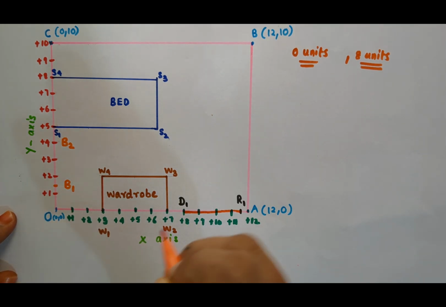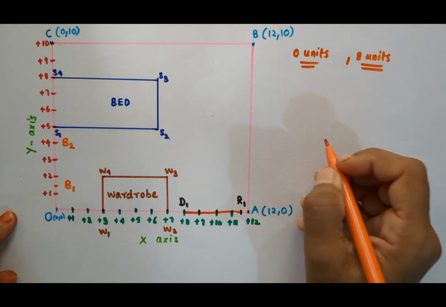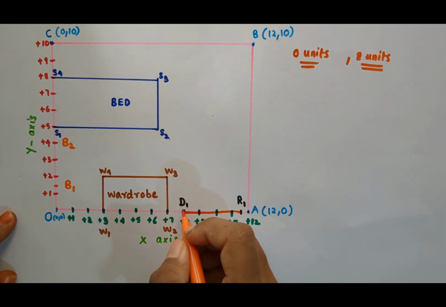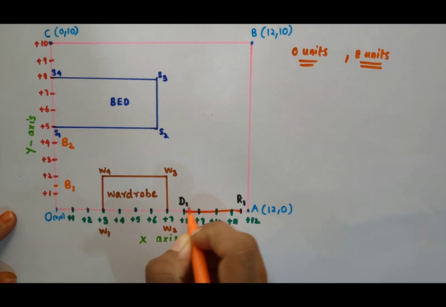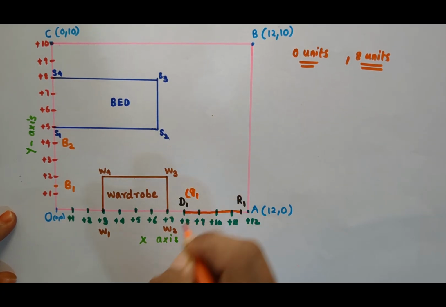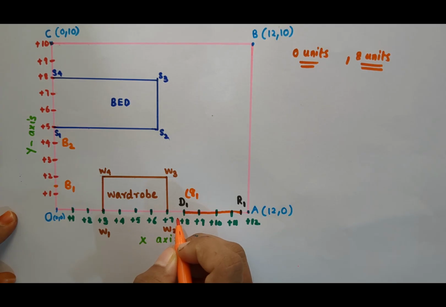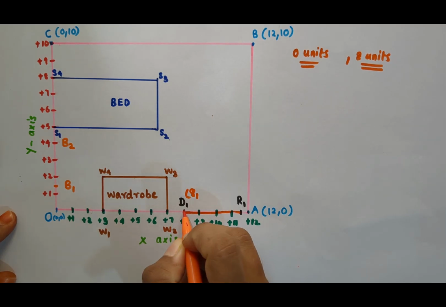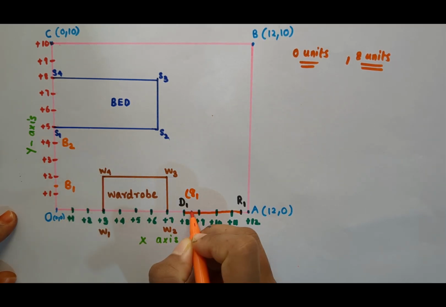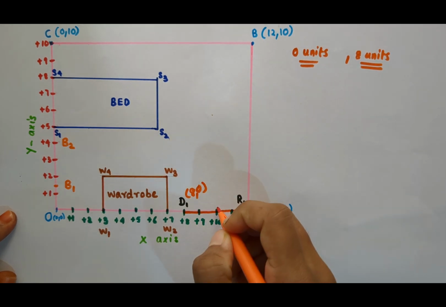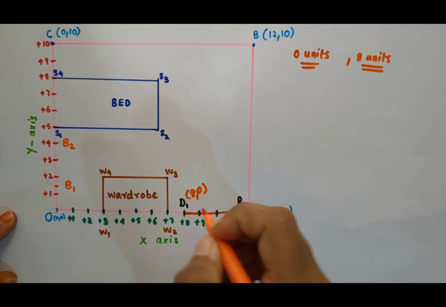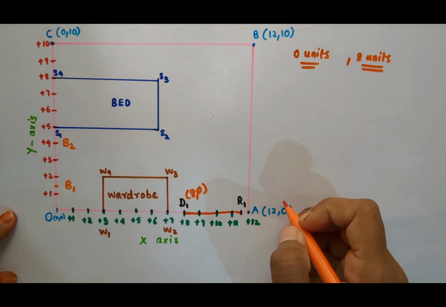Now, the second question is, what are the coordinates of this point D1? See, this point D1 is lying on the x-axis. So its x coordinate is 8. For points lying on the x-axis, their y values will be 0. So the y coordinate will be 0. Since this point D1 is on the x-axis, its x coordinate is 8, but its y coordinate will be 0. So (8, 0) is the coordinates of this point D1.